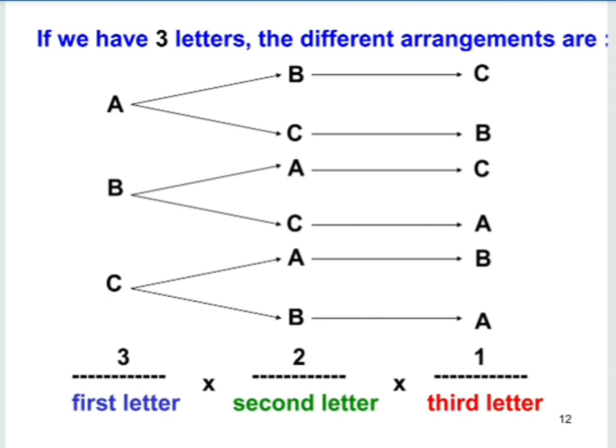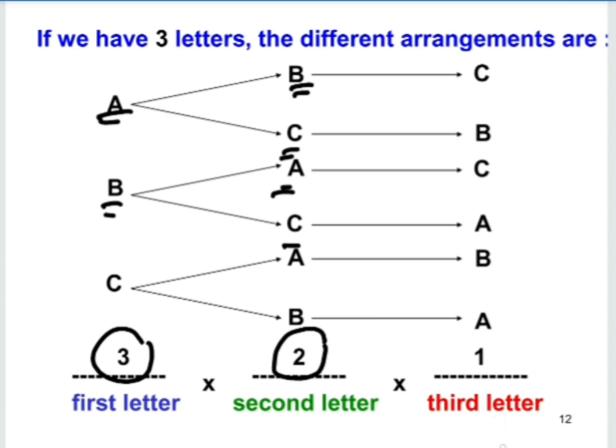If we have 3 letters, the different arrangements can be drawn in a diagram like this. For the first position, we have 3 letters, A, B, and C, so 3 ways. After we take out 1 letter, we still have 2 letters left. For example, if we take out A, we are left with B and C. If we take out B, we are left with A and C. That's why we have 2 letters.